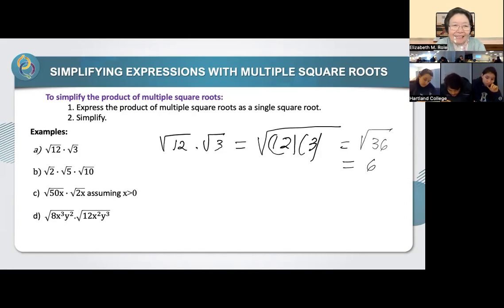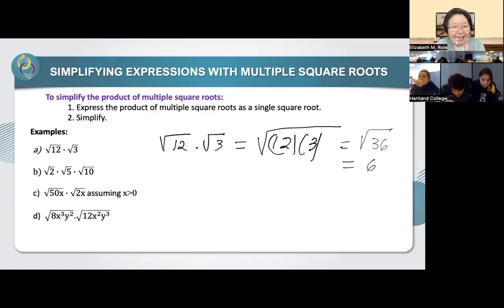Now, letter C. I am putting there, assuming that x is greater than 0, because you cannot extract the root of a negative number. So whenever we use x, we would want that x to be greater than 0. Answer for letter C. Can you do mental math? 10x.